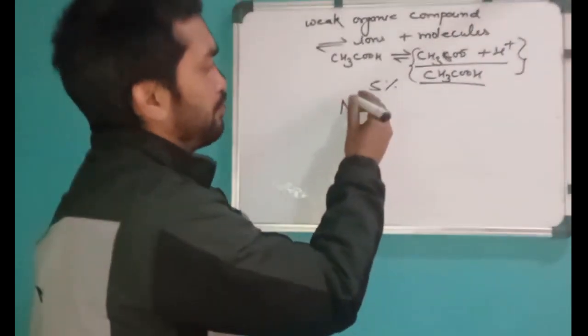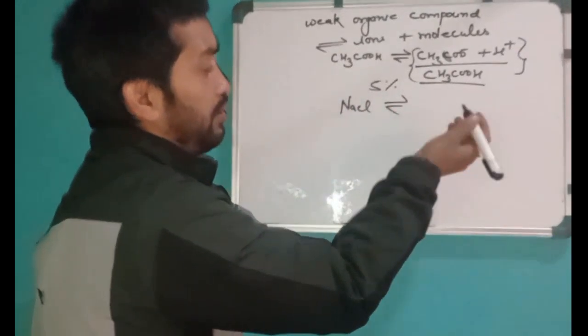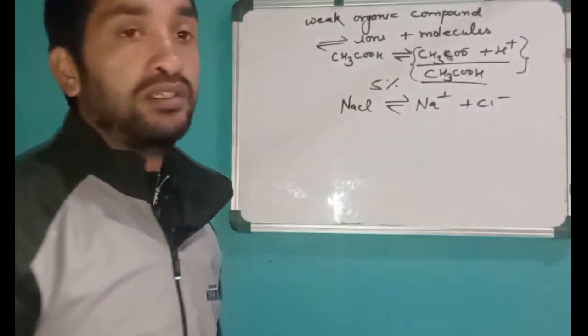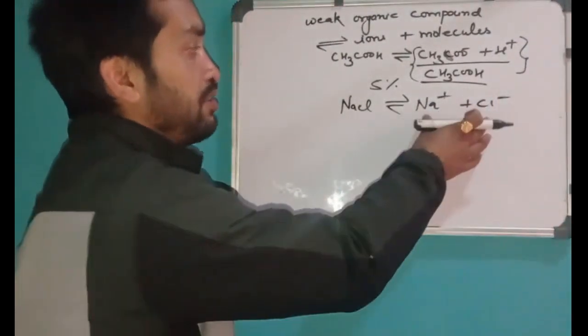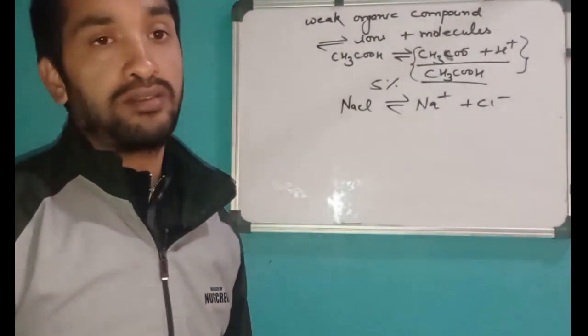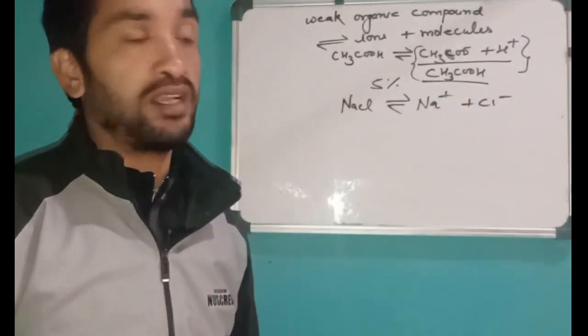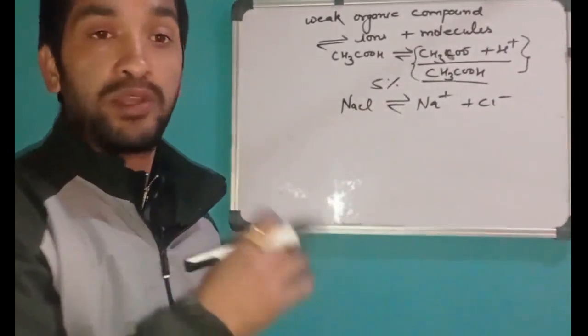And what about a strong electrolyte? Suppose NaCl. They dissociate completely into Na positive and Cl negative. Since they dissociate completely into ions, they will conduct in a good way, not like this acetic acid. The conduction will be more in a strong electrolyte. Why? Because ions are there.